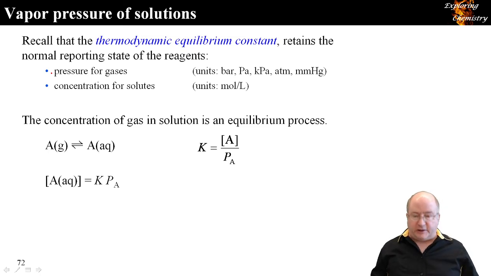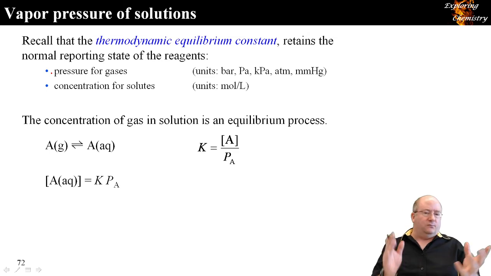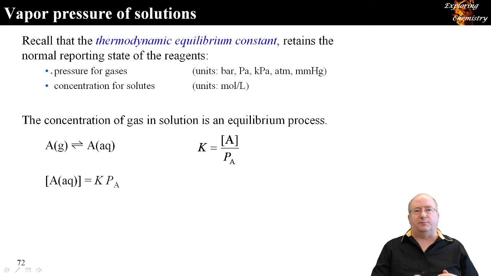Now I want to start looking at the vapor pressure of solutions. When we were looking at equilibria, one of the first things we did at the beginning of the equilibria unit was look at the thermodynamic equilibrium constant. And the thermodynamic equilibrium constant retains the normal reporting state of the reagents: pressure for gases in whatever unit, concentration for solutes, usually in moles per liter, historically moles per kilogram, molality.